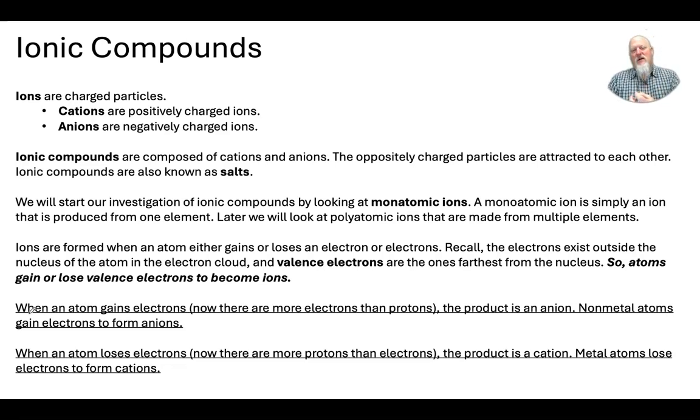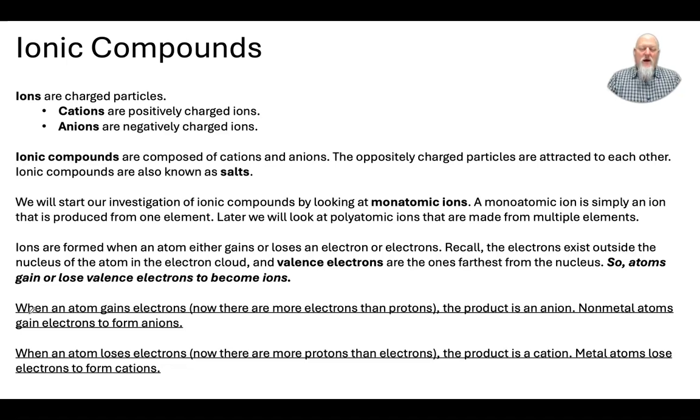If you think about an atom, atoms are neutral. They have the same number of protons as electrons. If that atom gains some more electrons, that means it's got more electrons than protons. It's got more negative charges, so now it's going to be negatively charged. It's not an atom anymore, it's an ion. It's a negatively charged ion, and it's called an anion. Nonmetals are the elements that are going to gain electrons to form anions.